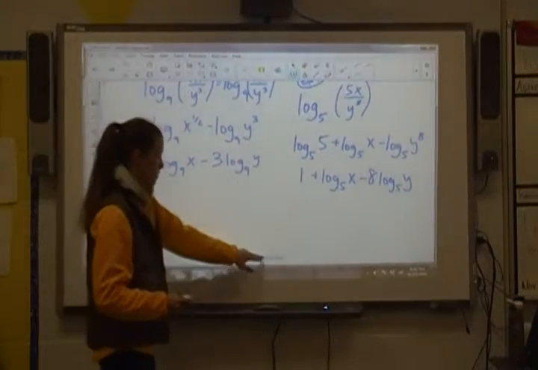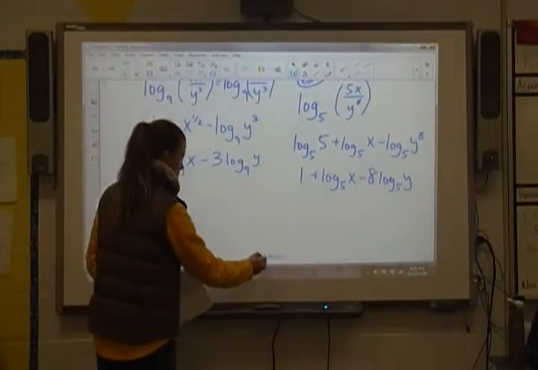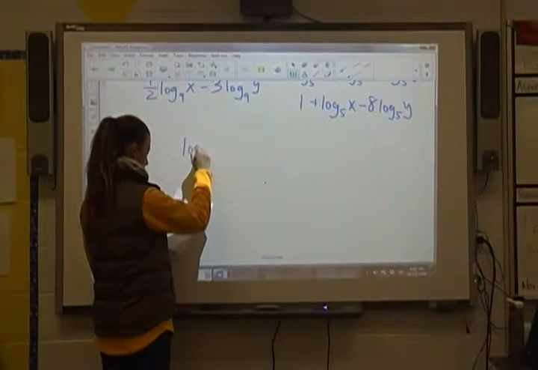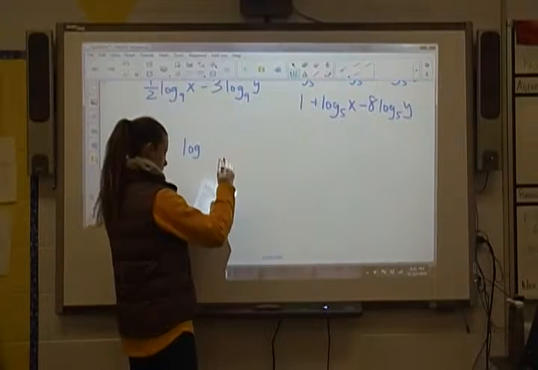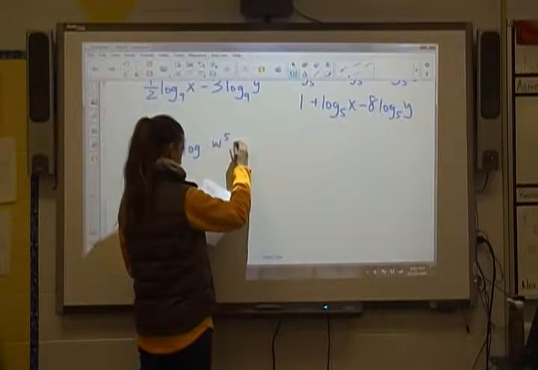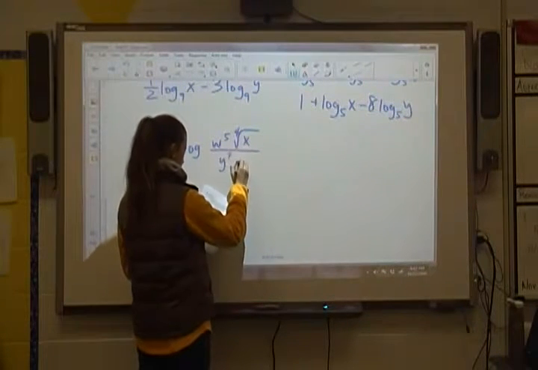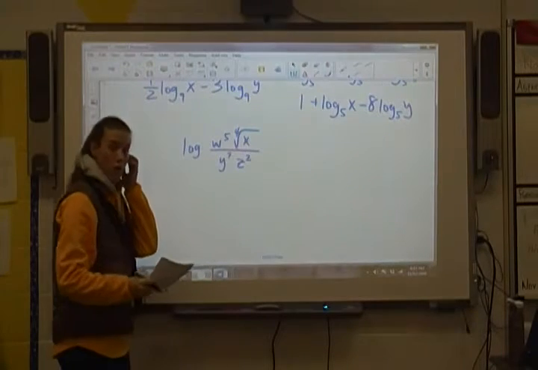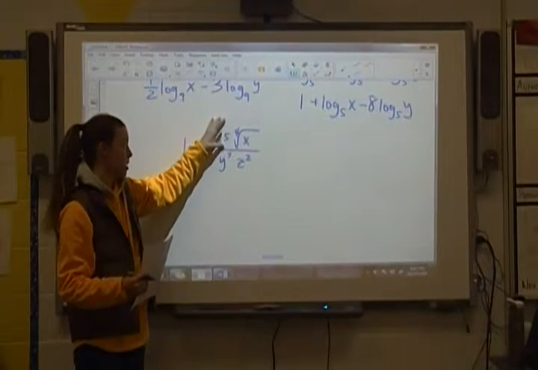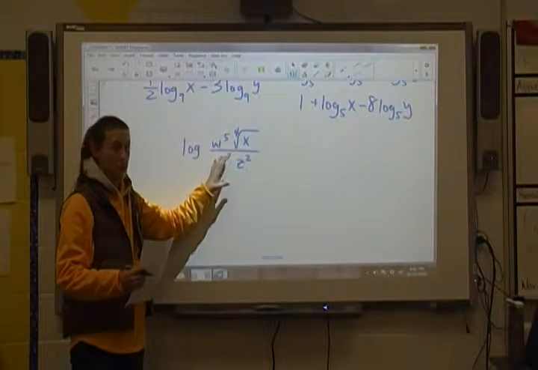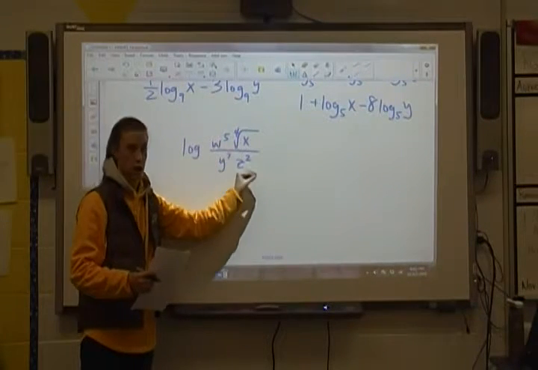And let's do one more. All right. Let's do a crazy one. All right, here we go. So log, common log, so no base here, but we know that's going to be 10, of w to the 5th power, the 4th root of x over y to the 7th, z to the 2nd. So as we expand this, you can think of this as the numerator and denominator. So the numerator is being subtracted from the denominator. So both of these terms are in the denominator, so they're both going to have a subtraction sign.